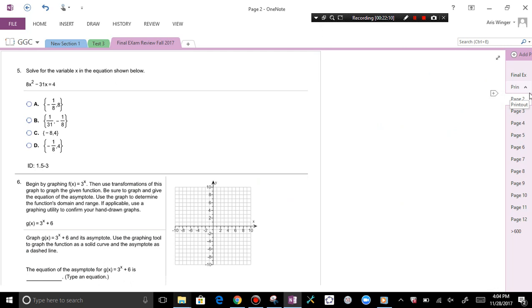I don't even remember saying this. This is on here? Quadratic equation? No, this is just factoring? Yes, it is.